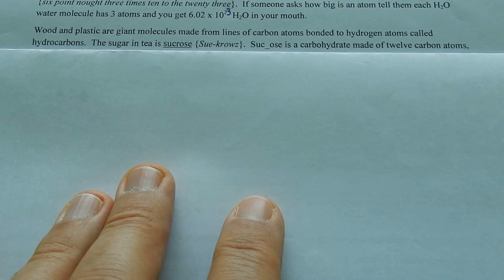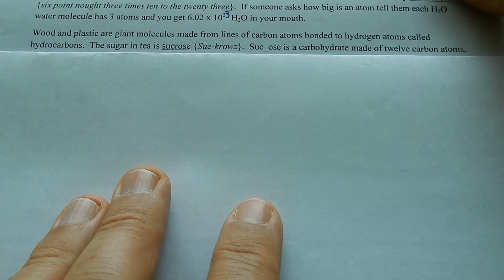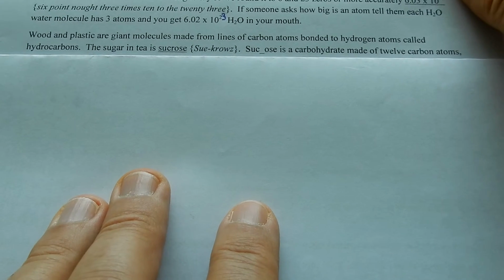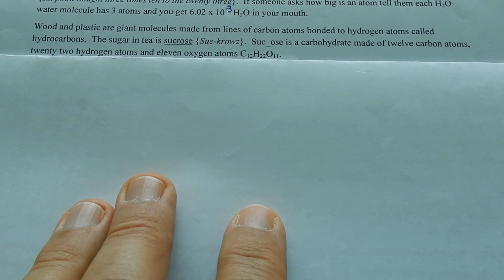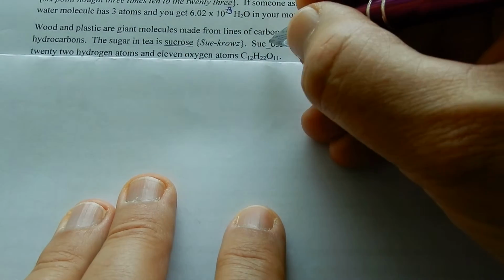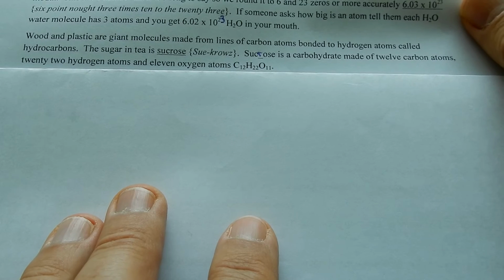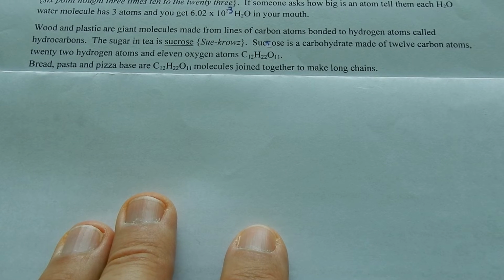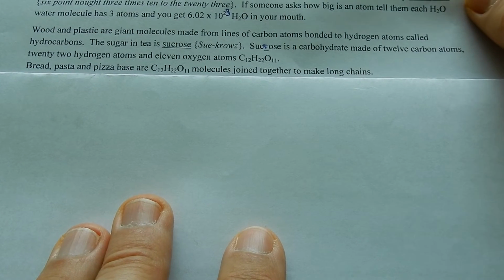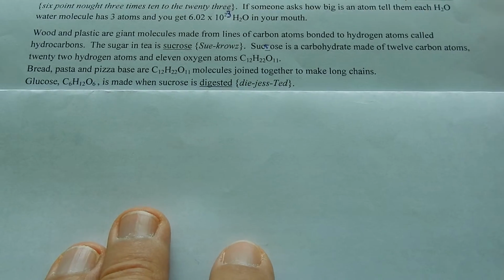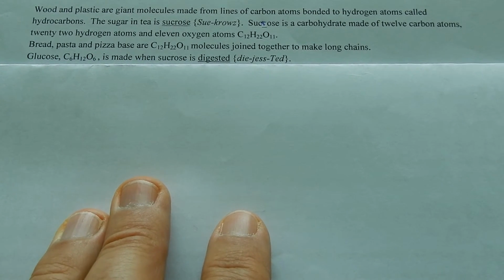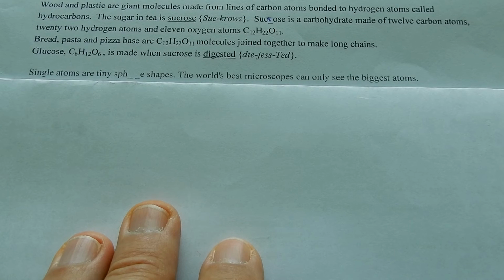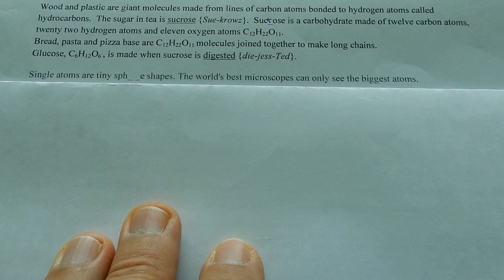Wood and plastic are giant molecules made from lines of carbon atoms bonded to hydrogen atoms, called hydrocarbons. Yes, you can see the lines when you look at wood. The sugar in tea is sucrose. Sucrose is a carbohydrate made of 12 carbon atoms, 22 hydrogen atoms, and 11 oxygen atoms, C12H22O11. Bread, pasta, and pizza base are C12H22O11 molecules joined to make long chains. Glucose, C6H12O6, is made when sucrose is digested.